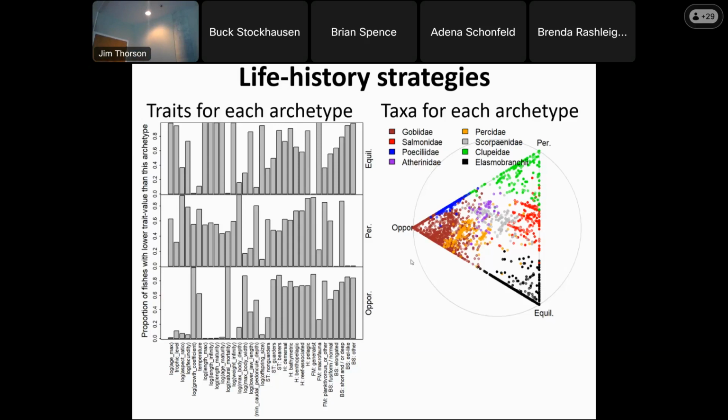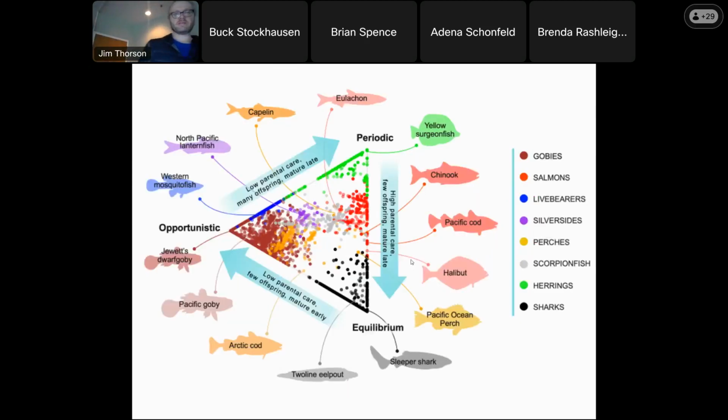And so it's sort of useful to do these exercises just to recapitulate theory. So here's the comms department workup of this, and Jewett's dwarf goby is sort of an outlier on the opportunistic side that probably grows in somebody's swimming pool. But yeah, if people are interested in climate driving trade-offs among different strategies, this is sort of a complete database of that.